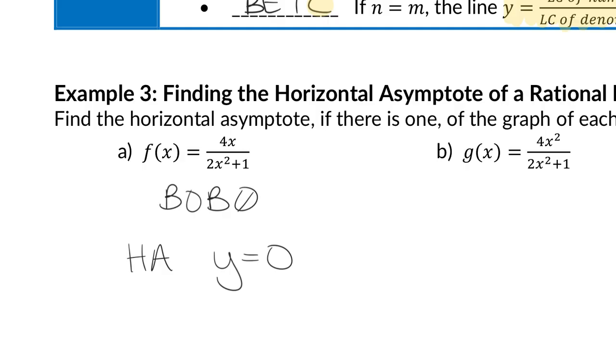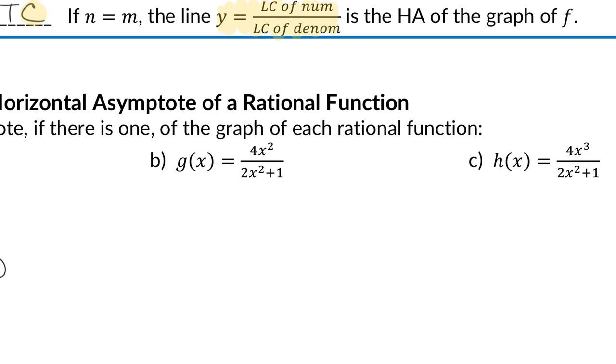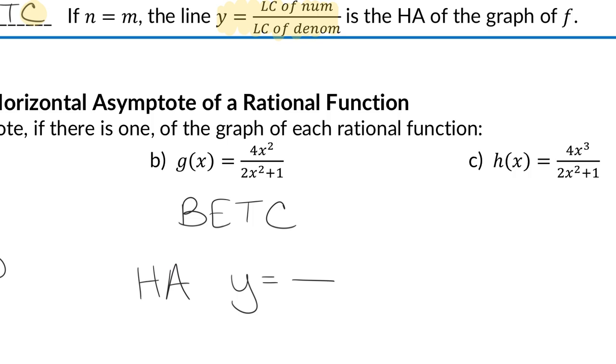Let's try the next one. For the g of x function, what is the degree of the numerator? What's the degree of the denominator? So if they're equal, that's Betsy. Bottom equal top, we do something with the coefficients. What we do with the coefficients to find the horizontal asymptote is we divide the leading coefficient of the numerator. What is the leading coefficient of the numerator? What's the leading coefficient of the denominator? 2. We divide those numbers. So this one is going to have a horizontal asymptote at 2. Which means as we extend out to the ends, it should be getting closer to the number 2.